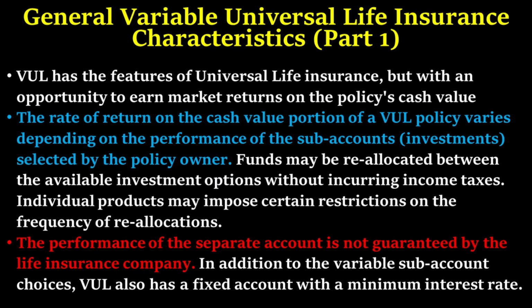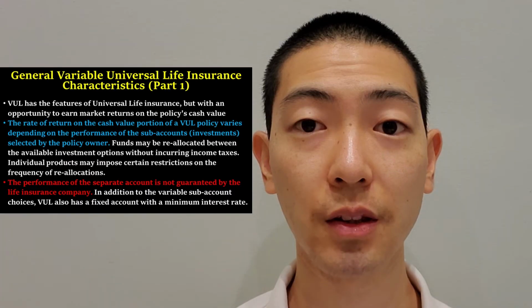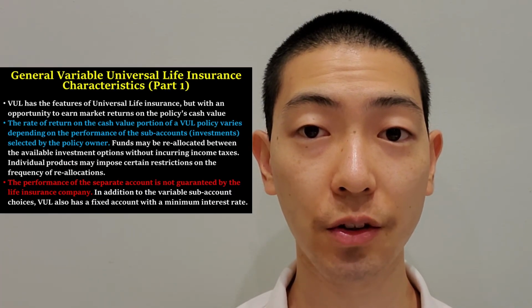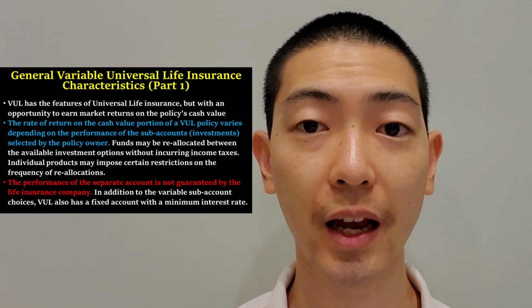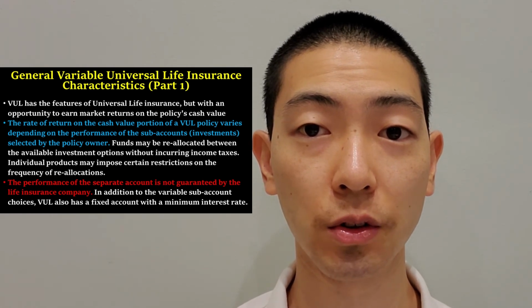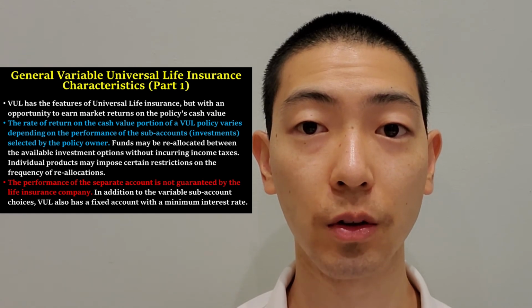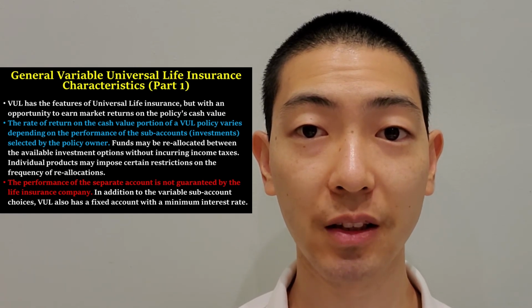Here are some general characteristics of variable universal life insurance. Variable universal life insurance has features of universal life insurance, but with the additional opportunity to earn market returns on the policy's cash value. The rate of return on the cash value portion of a variable universal life policy varies depending on the performance of the sub-accounts or investments selected by the policy owner.